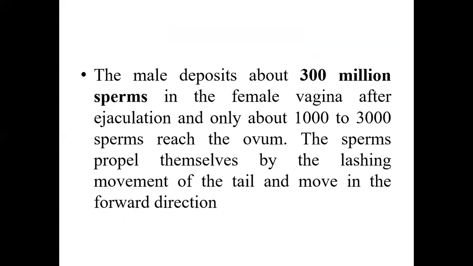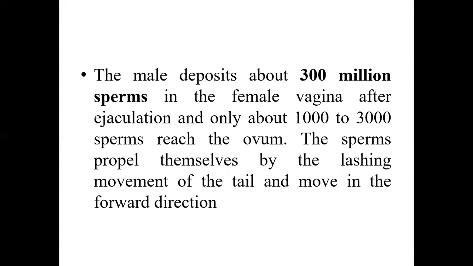Then it's also important to take note that the amount of the male gametes or the sperm which are deposited into the female vagina during intercourse, they're about 300 million. And only a smaller portion, between 1,000 to 3,000 sperms reach the ovum, okay?